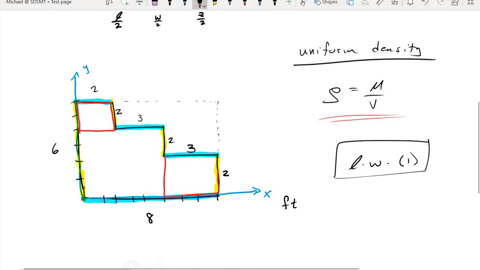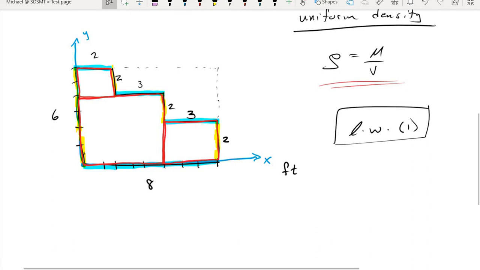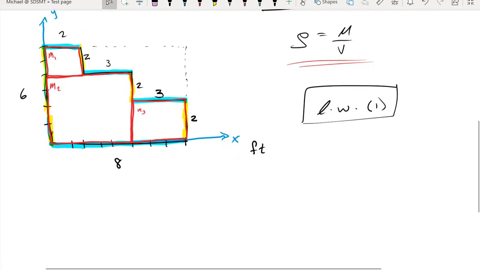I'm always on the lookout for doing the least amount of math possible, because that is going to reduce the possibility of me making a mistake with my math. So these are the 3 segments that I'm going to use, and I'm going to call this segment M1, this will be M2, and this will be M3. Now, why am I calling them M1, M2, M3? Well, that's because each of those segments will have a mass that is associated with it. And I need to know how much mass each of those segments has.